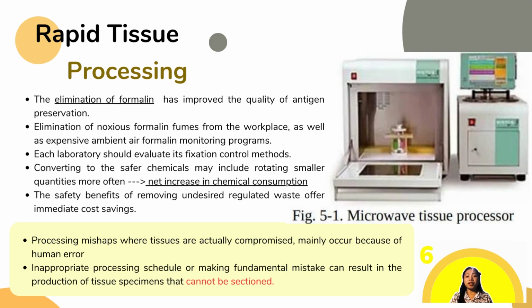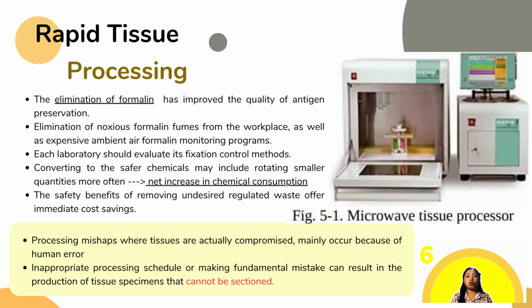Converting to safer chemicals with fewer fumes and non-regulated disposal may include rotating smaller quantities more often, causing a net increase in chemical consumption. The safety benefits of removing undesired regulated waste, in addition to calculating net volumes, may offer immediate cost savings. Although mechanical or electrical faults occasionally occur in tissue processors, processing mishaps where tissues are actually compromised mainly occur because of human error.